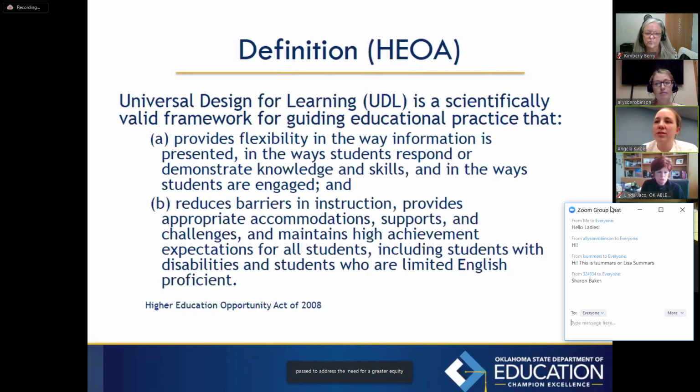Here on this slide, you can see that it provides flexibility in the way information is presented. So again, how students will acquire the information, how it will be demonstrated to them, and how students will be engaged in the learning process. The second point is that it reduces barriers in instruction, because we're looking at not just students with disabilities, but how all students receive the content and how they are engaged with the learning experience. And that would include students with disabilities and students who are limited English proficient.